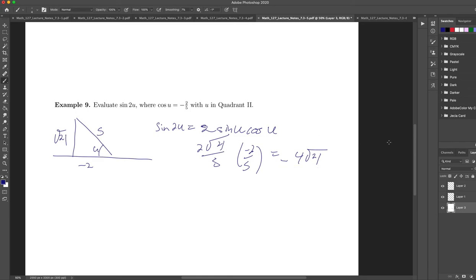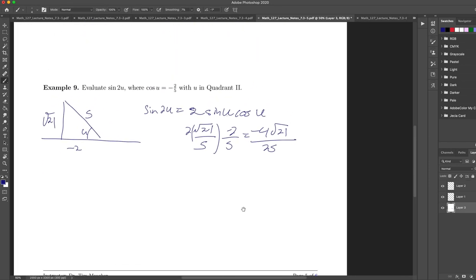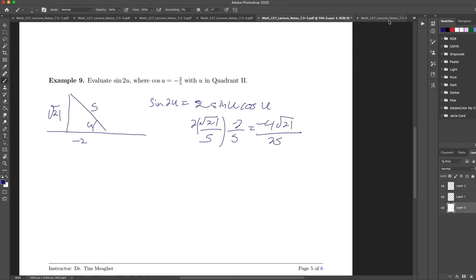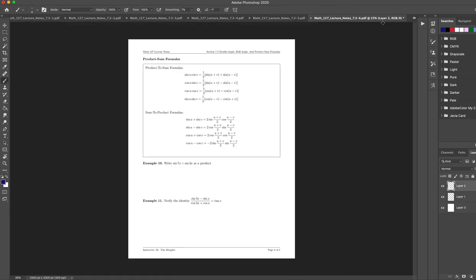Let me make this a little cleaner real quick. Let me just rewrite this just so it's a tad cleaner. This is 2 square root of 21 over 5, which would be the sine, right? Opposite over adjacent, times minus 2 over 5 gives us minus 4 square root 21 over 25. Okay. I guess I gave myself more room than I needed. It's better to have more room than not enough. All right.